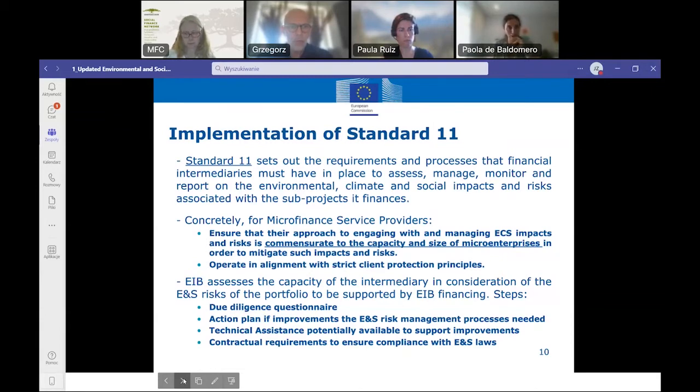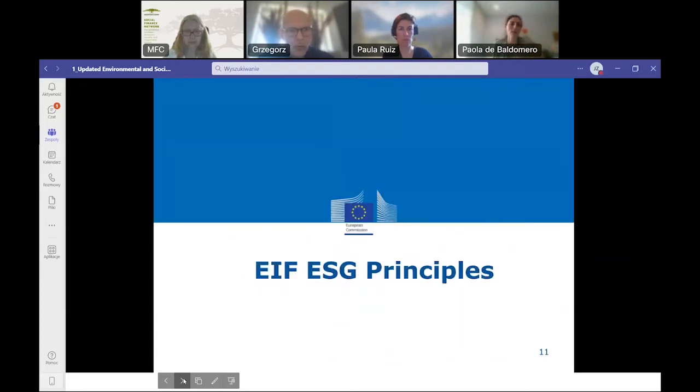That is the technical word. And then what is for sure going to happen is that there will be some contractual requirements for both the FI and to pass on to the final beneficiaries, to comply with environmental and social laws, which is already part of the current practice in EIB.